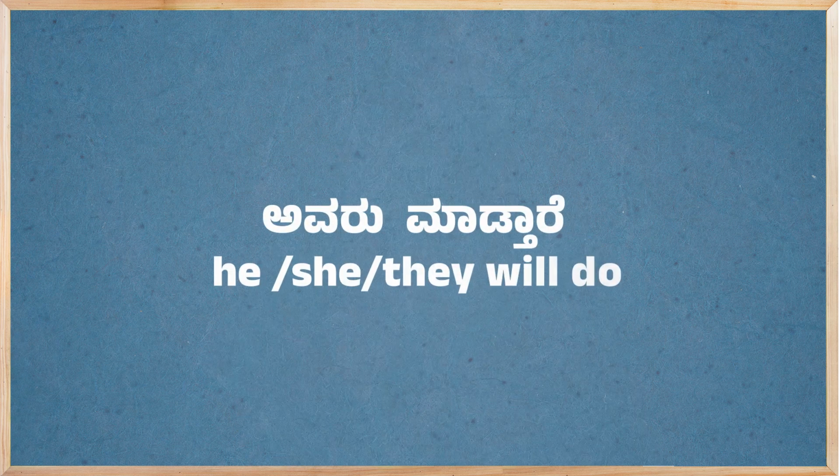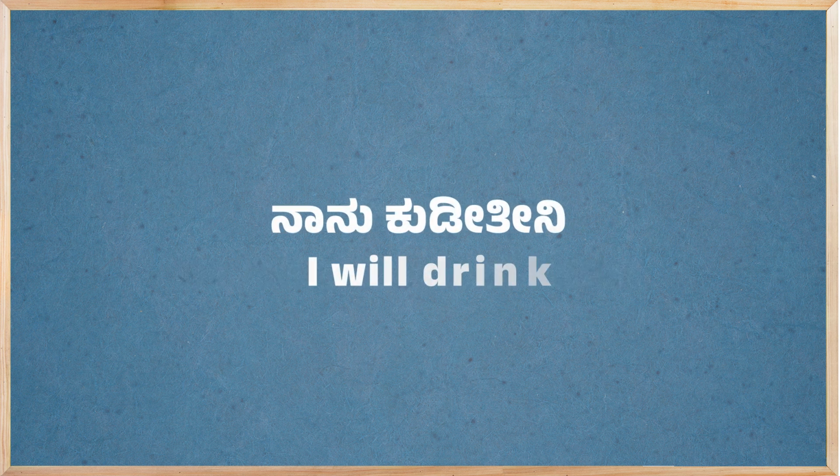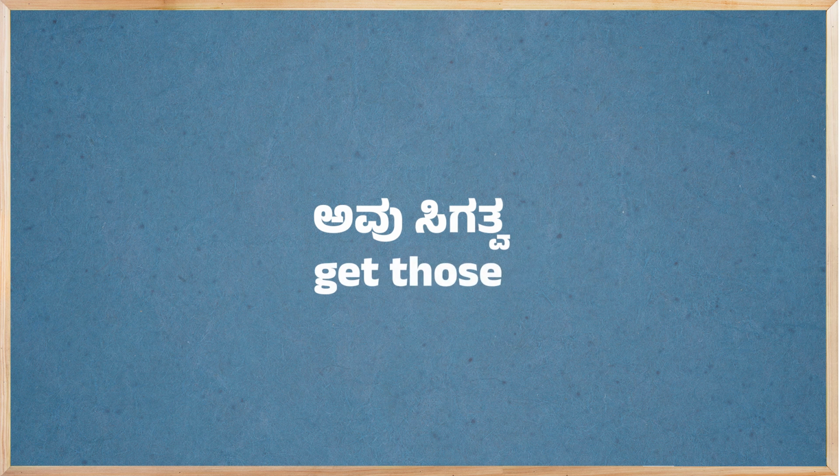Additional verbs with non-past tense. ಅವರು ಮಾಡ್ತಾರೆ. He or she or they will do. ಅವಳು ಬರ್ತಾಳೆ. She will come. ನಾನು ಕುಡಿತೀನಿ. I will drink. ನಾವು ಹೋಗ್ತೀವಿ. We will go. ಅವು ಸಿಗುತ್ತವೆ. Those will be available.